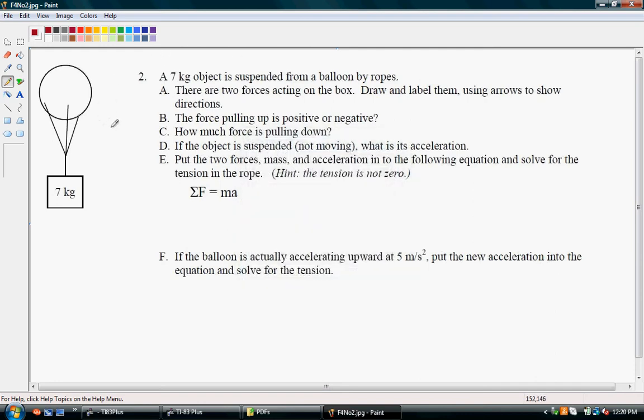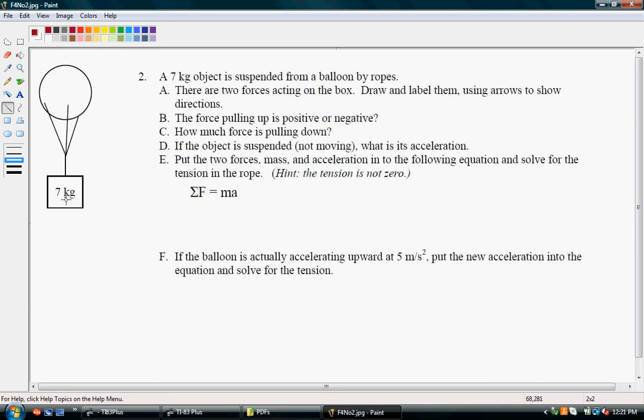Hey guys, so here we have a 7 kilogram mass that is being suspended by a balloon with ropes. In 2A, it wants us to figure out which two forces are acting on this box and to draw and label those forces using arrows showing us the direction. So we are going to draw two forces. What do you think the two forces on this object are?